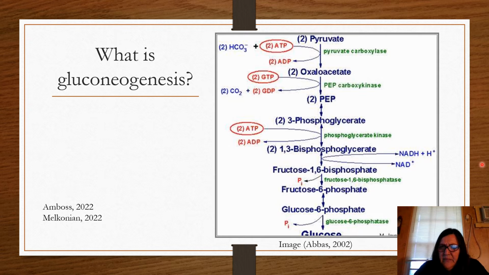So basically, this slide just showed you the 4 bypass pathways that gluconeogenesis takes, that it can't do the same as glycolysis.